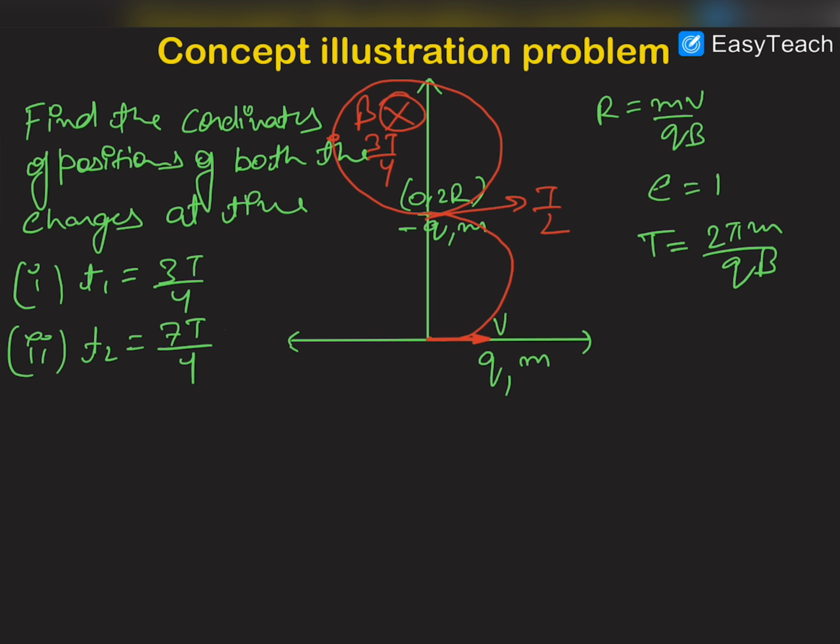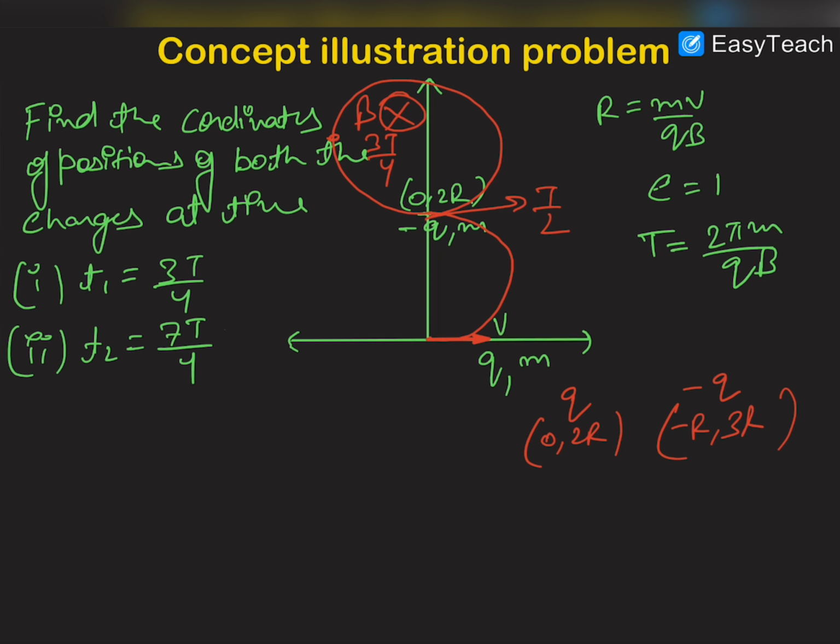So in this complete 3T by 4 time, the particle 1 which is plus q was at this position at this time, and this particle was at this position. So the coordinates of the position of q will be 0, 2r, and the coordinates of the position of minus q will be minus r, 3r. You can see that this is the y coordinate, and this is 3r and this is minus r.